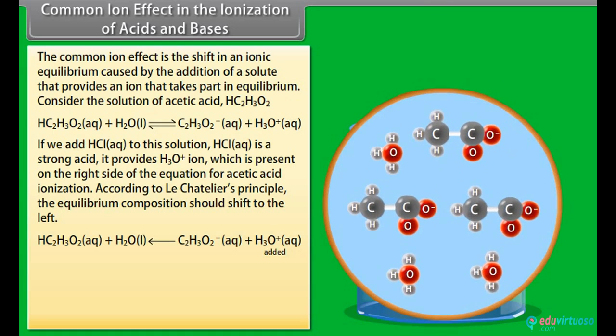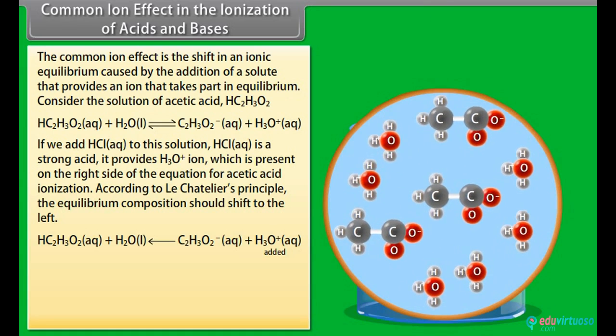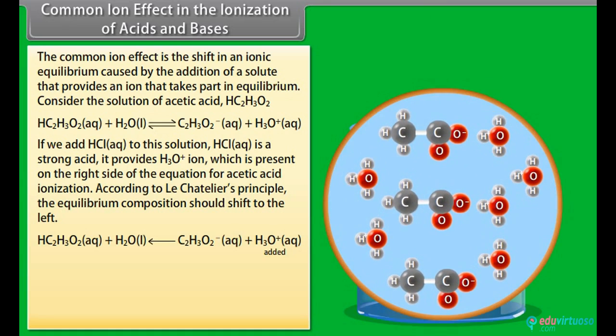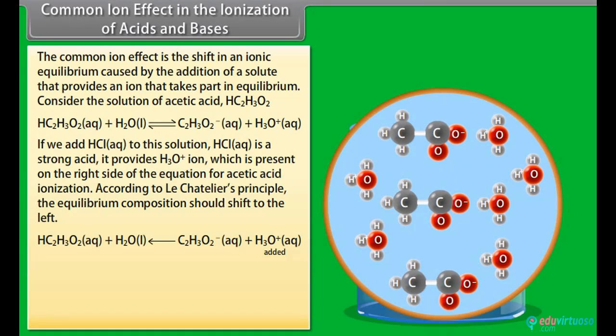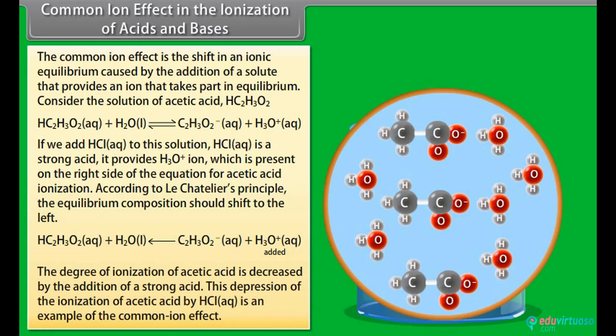It provides H3O plus ion, which is present on the right side of the equation for acetic acid ionization, according to Le Chatelier's principle. The equilibrium composition should shift to the left. The degree of ionization of acetic acid is decreased by the addition of a strong acid. This depression of the ionization of acetic acid by HCl is an example of the common ion effect.